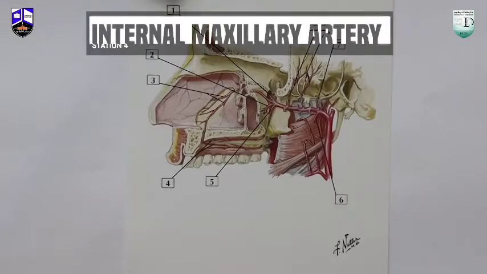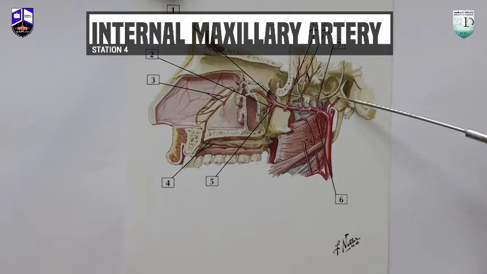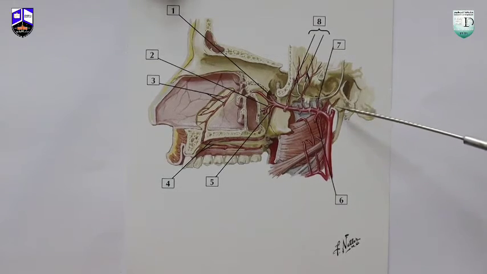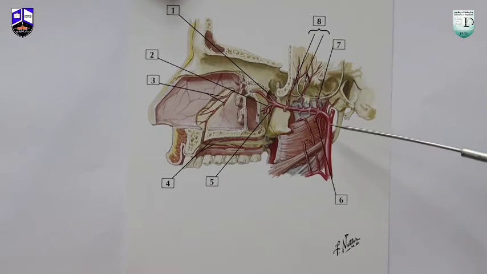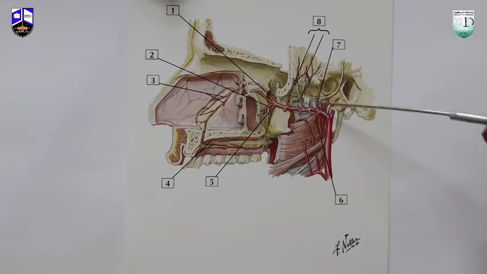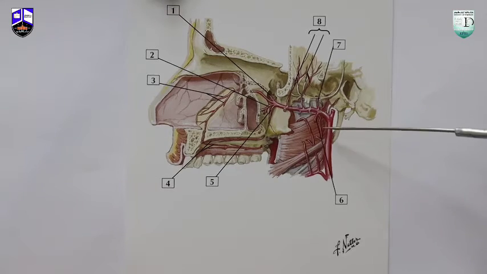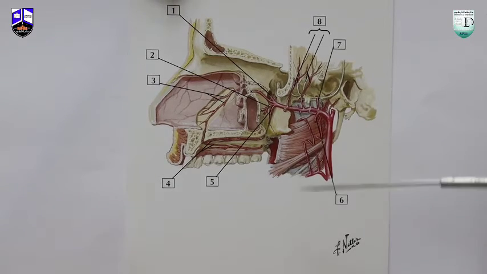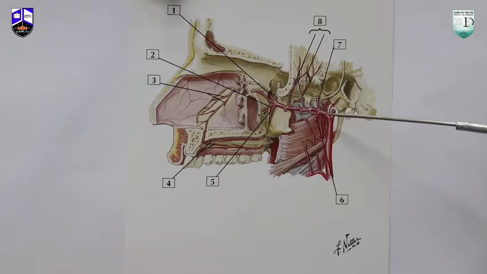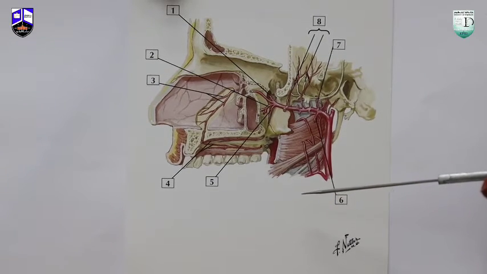Here is the last station that is concerned with the internal maxillary artery. The internal maxillary artery and the superficial temporal artery are the two terminal branches of the external carotid artery. The internal maxillary artery passes forward deep to the neck of the mandible. It enters the infratemporal fossa, and then it runs usually deep to the lateral pterygoid muscle, sometimes superficial to it, after which it passes through the pterygomaxillary fissure to enter the pterygopalatine fossa.